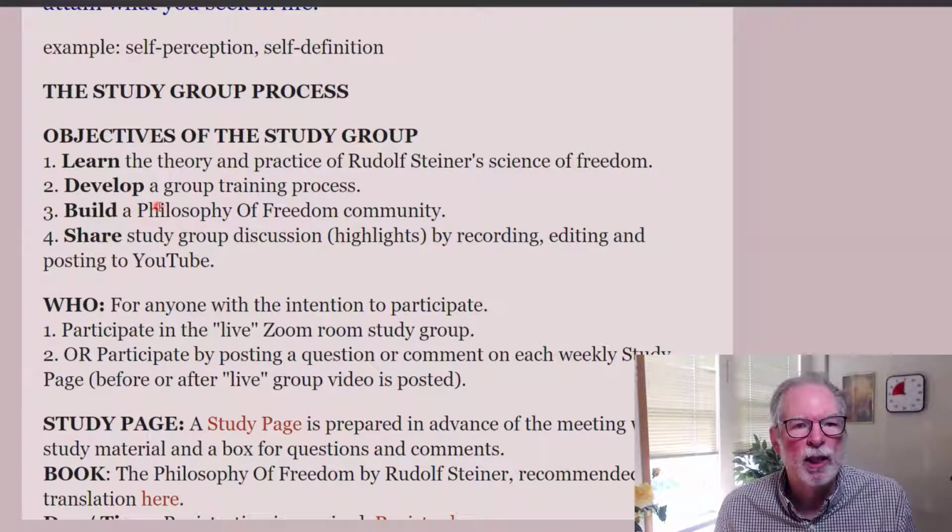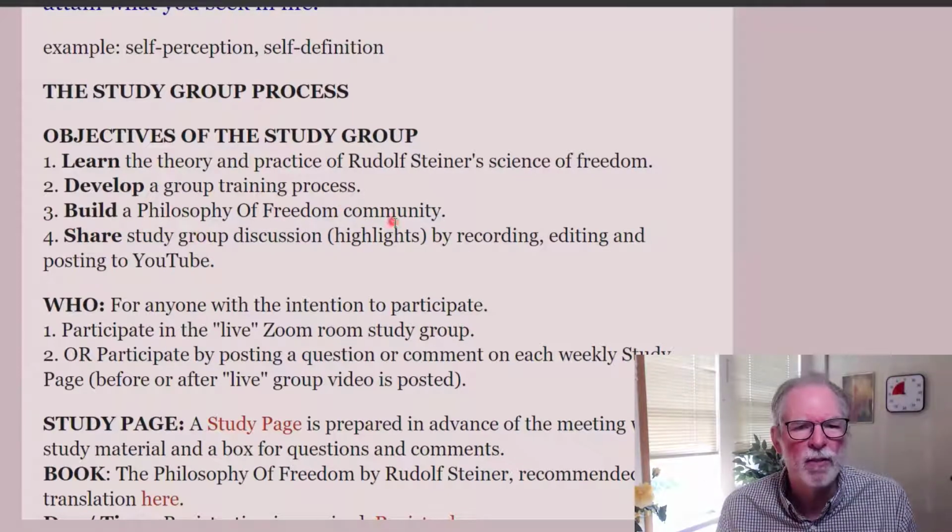But the objectives of the study group are to learn the theory and practice of Rudolf Steiner's Science of Freedom, and to develop a group training process, to see if we can come up with a training process that is effective, that works, that changes people. Then many people could use the process and it could do a lot of good.